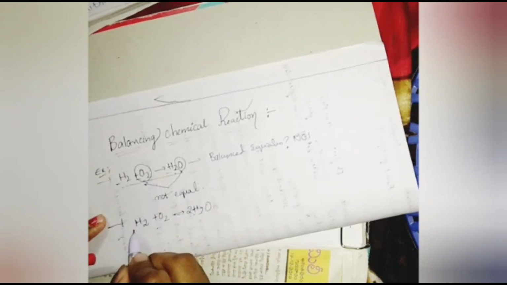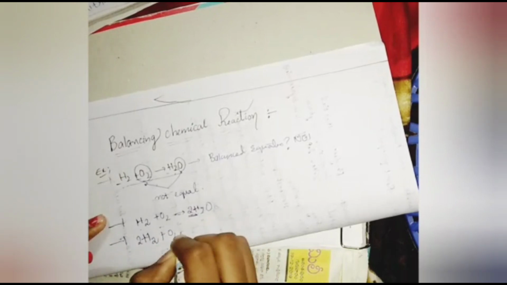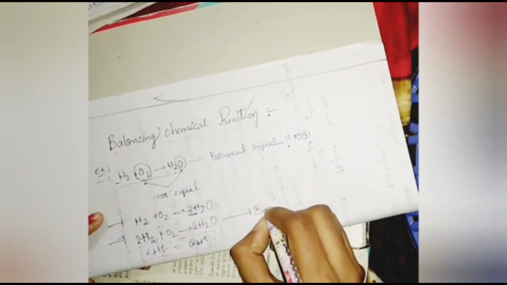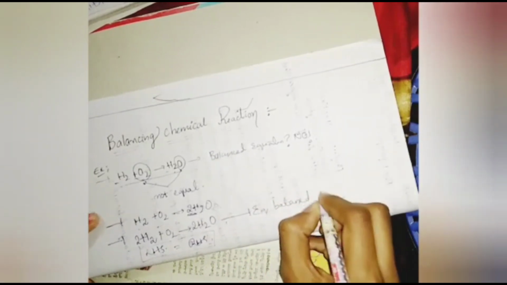Now the oxygen atoms are balanced, but the hydrogen atoms are not balanced. So step 2: balance the H atoms by adding coefficient 2 for H2 on the LHS. 2H2 plus O2 gives 2H2O. Now LHS is equal to RHS, and the equation is balanced. This method is the trial and error method. We give appropriate numbers as coefficients for reactants and products, and finally we get a balanced equation.